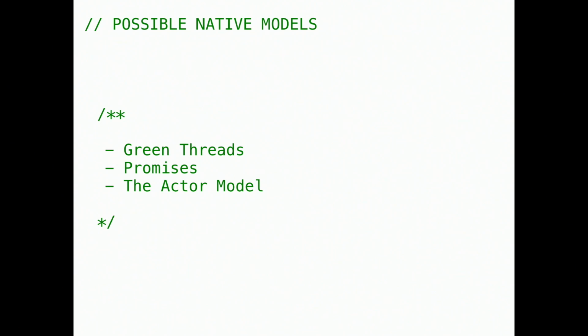So although we don't know a ton about what a native model is going to look like or exactly when we're going to get it, we can look at some native models that exist in other languages and imagine what those might look like in Swift. So there's 3 of those that I want to touch on: green threads, promises, and the actor model.